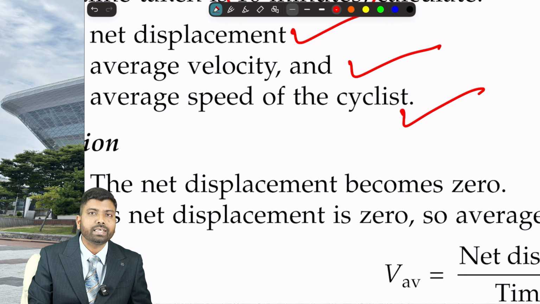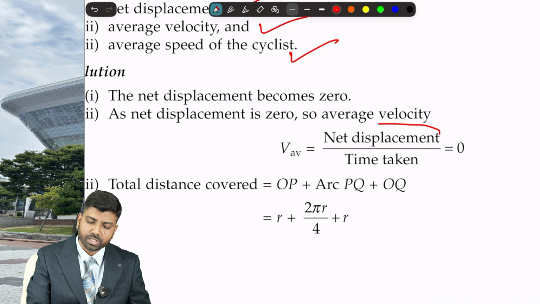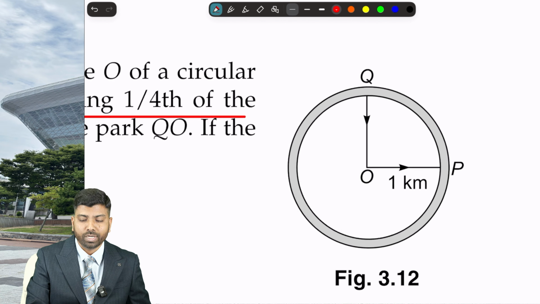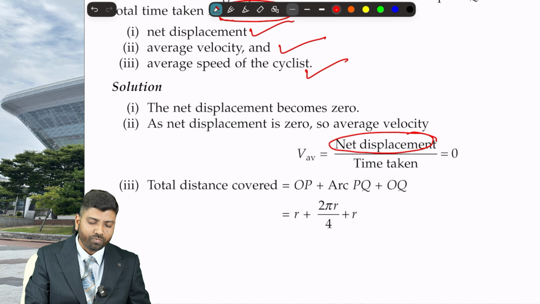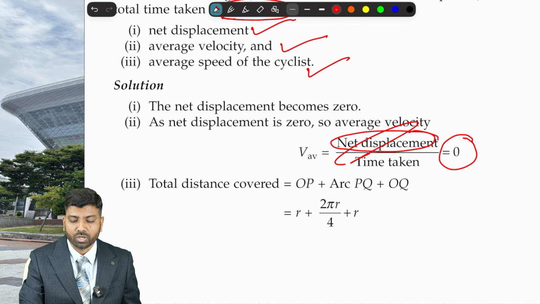Second, we have to find the average velocity. You know that velocity is the net displacement upon the total time. What is the total displacement? 0. What is the total time? 10 minutes. So when 0 is divided by 10, we find the average velocity is also 0. It's a very interesting question.